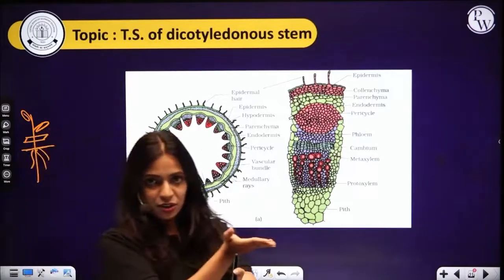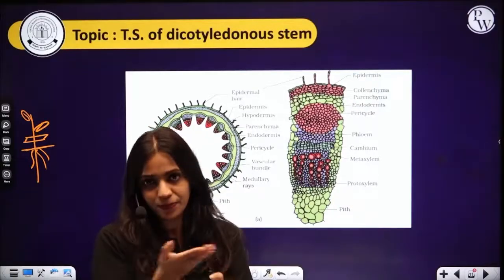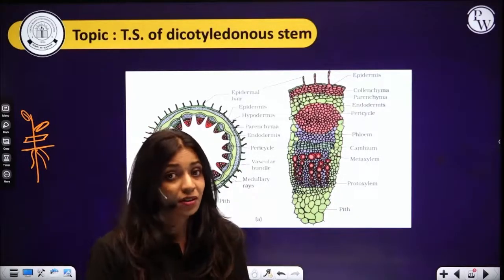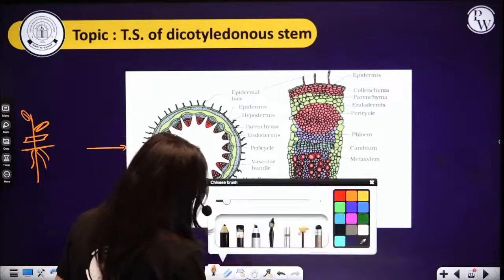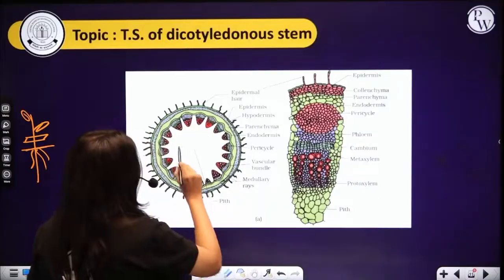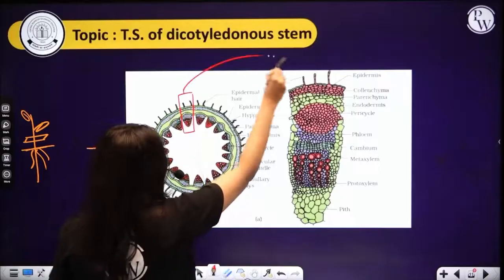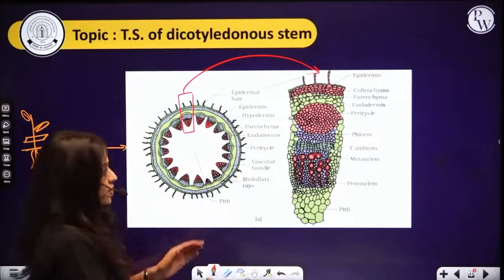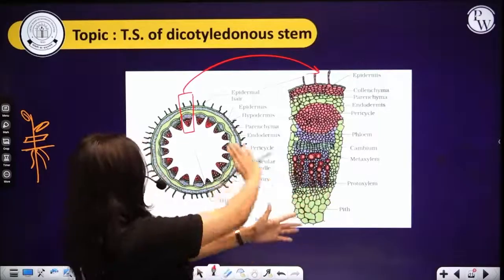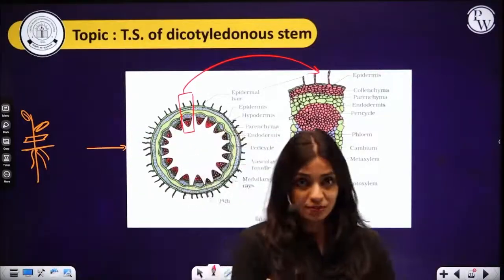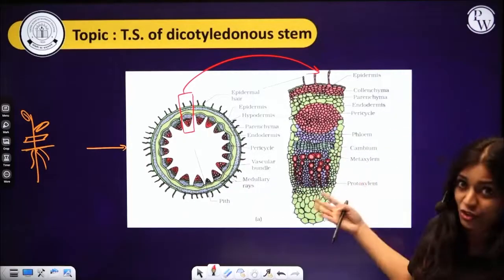Then you take a section of a somewhat cylindrical stem. Then the section is going to appear circular in outline, which is what we get over here. And when you take just one portion of this, here's what you get. We're focusing only on one region of the section. Whatever we learn about here applies to the whole of the stem. Alright, so this is what a dicotyledonous stem section would look like.